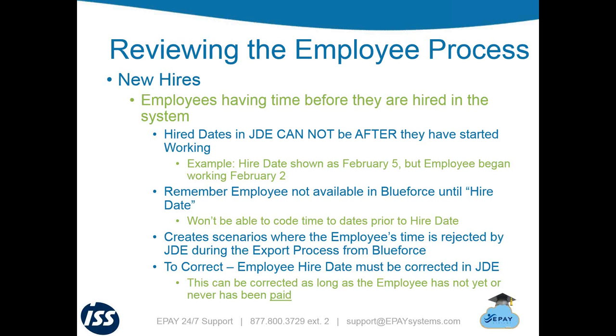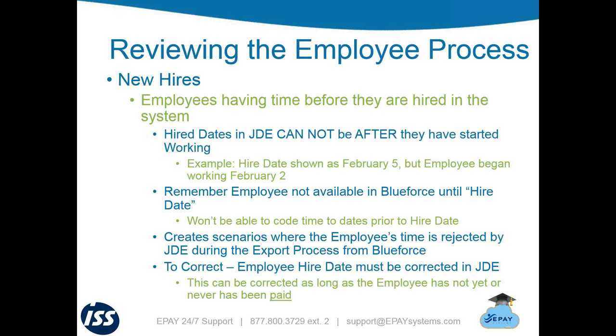Because, A, Blue Force is not going to create that employee record or make it available until that hire date is met. So when I go back in the system and try to manually enter some time for him back to the 2nd, the system is going to say it can't do it because he has a start date of February the 5th. Even if it gets past that point and actually gets into JDE, you're going to create a scenario where the employee's time is rejected in JDE, which means the employee hire date would have to be corrected in JDE before anything can proceed.